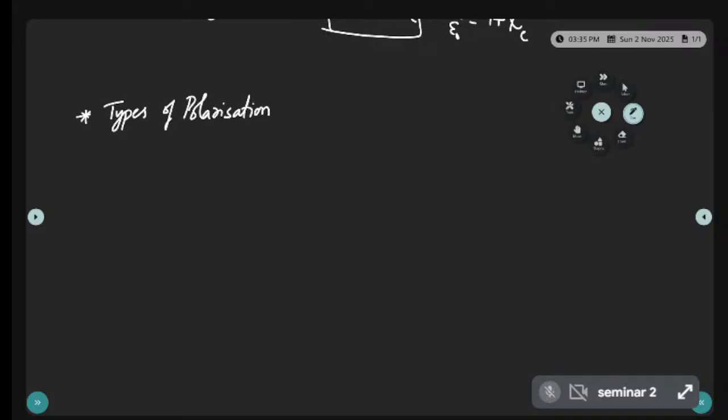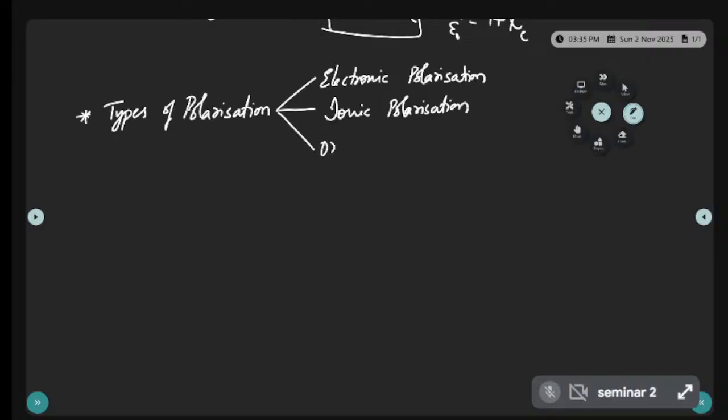The next topic that we are going to discuss is types of polarization. There are three types of polarization. How many types? Three types. Electronic polarization, ionic polarization, orientation polarization. Electronic, ionic and orientation polarization.